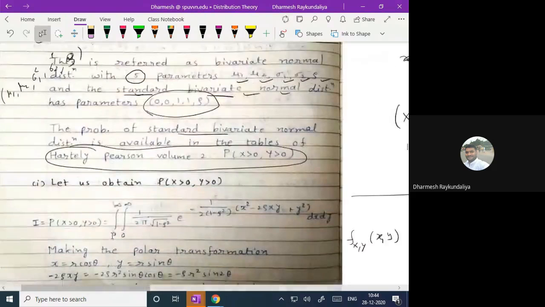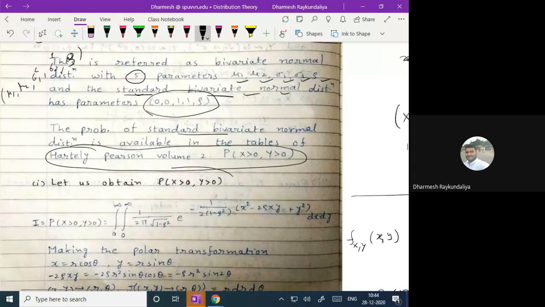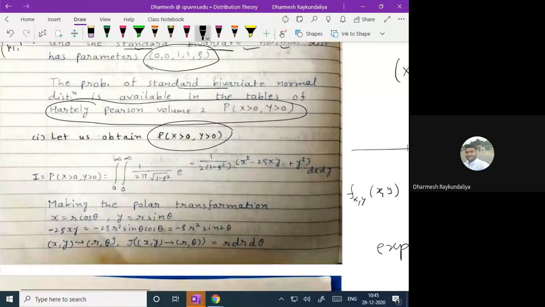So now I wish to find out the probability of x greater than 0 and y greater than 0 in a bivariate normal distribution. So let us find out the probability of x greater than 0, y greater than 0. We know that x and y both are continuous. Now if x is greater than 0 and y is greater than 0, that means x is taking values from 0 to infinity, and y is taking values from 0 to infinity.